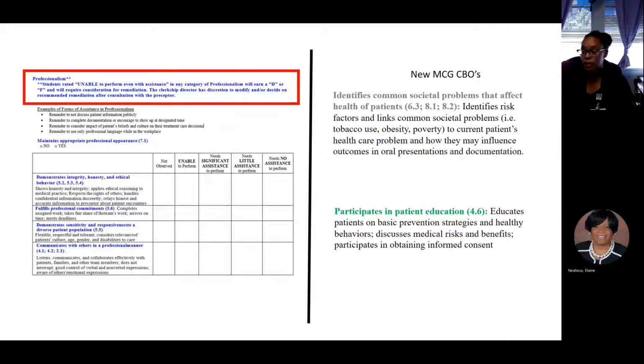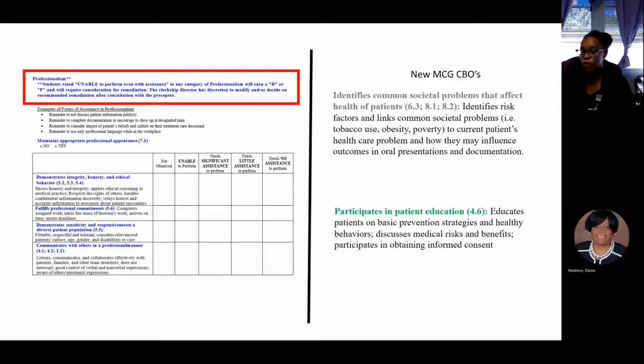Another new competency-based objective area is in community health and advocacy. So for our clerkships and our enrichment years, we are asking that you also look to see if the student can identify common societal problems that affect the health of patients. In other words, is the student able to identify risk factors and link common societal problems like tobacco use, obesity, poverty, other social determinants of health to a current patient's healthcare problem and how that may influence the outcome in oral presentations or documentations.